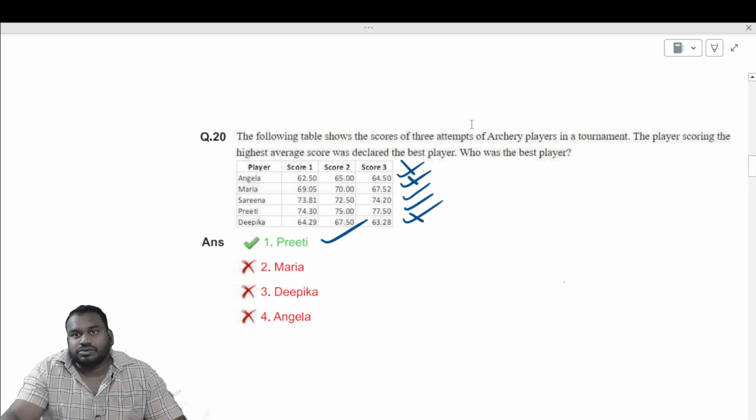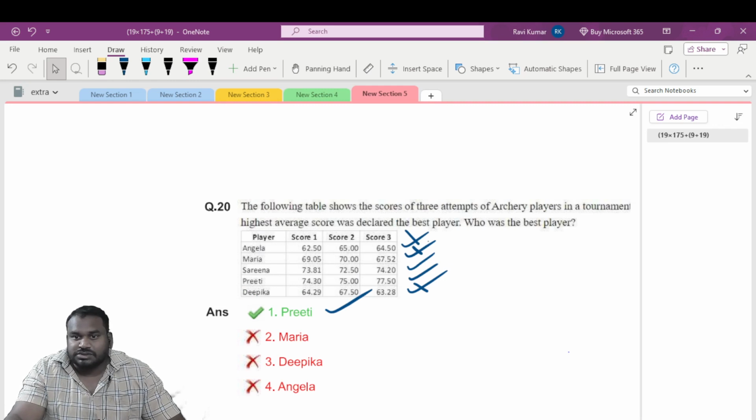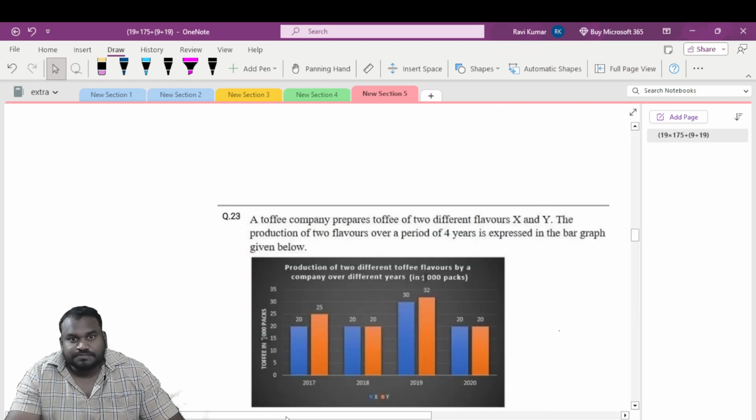So you don't have to do this. Looking at the options and the data, you can finalize the answer in not more than 10 seconds. Pick the right answer for this question. Next question.